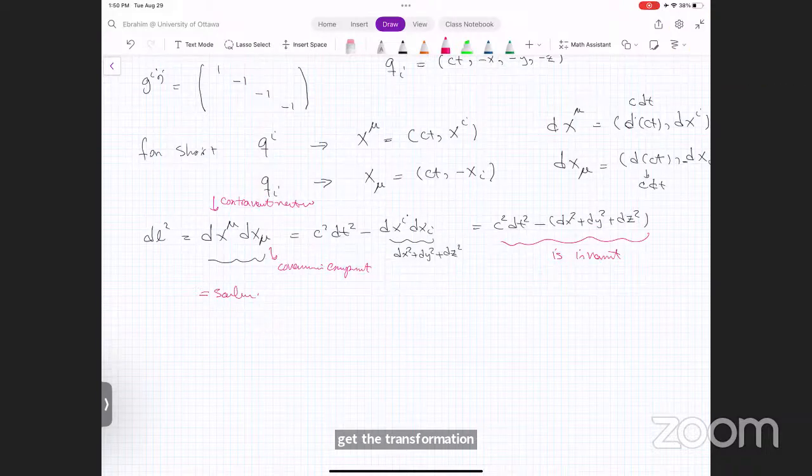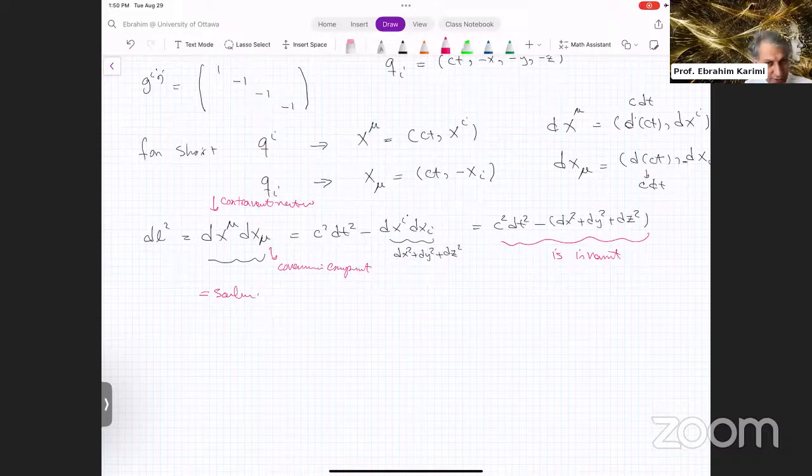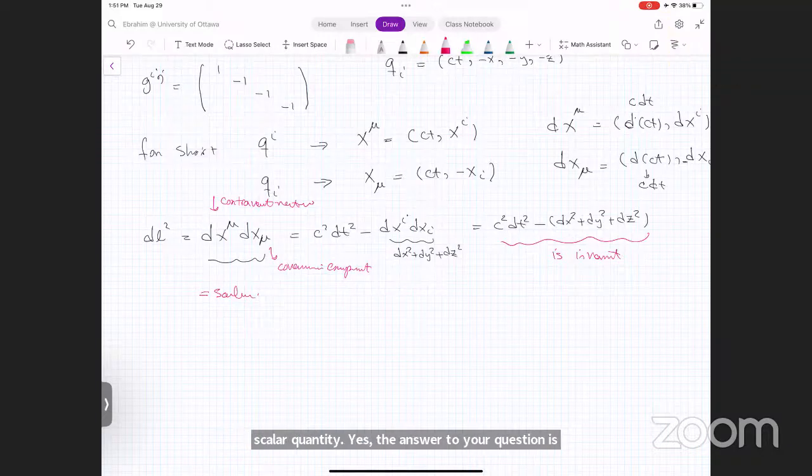Yes, we have another question. Professor, can we define a scalar as the product of both contravariant or both covariant vectors, not only their mixture? Yes, absolutely. And this is one of the examples I gave: a contravariant vector, you do a contraction with a covariant vector, you will get a scalar quantity. Yes, the answer to your question is yes. Lovely. Okay, thank you, Professor.